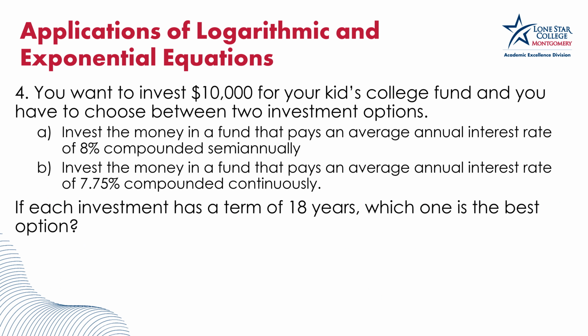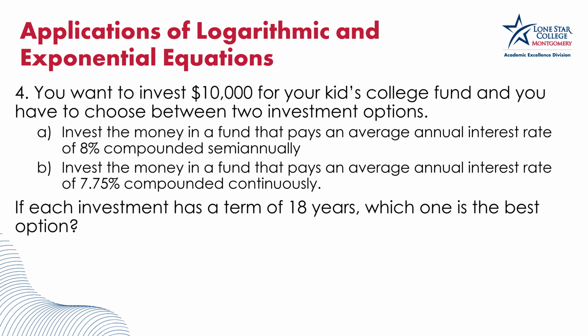All right, so let's look at another finance question. You want to invest $10,000 for your kid's college fund, and you have to choose between two investment options. Option A is to invest the money in a fund that pays an average annual interest rate of 8%, compounded semi-annually. And option B is to invest the money in a fund that pays an average annual interest rate of 7.75%, but compounded continuously. If each investment has a term of 18 years, which one is our best option?